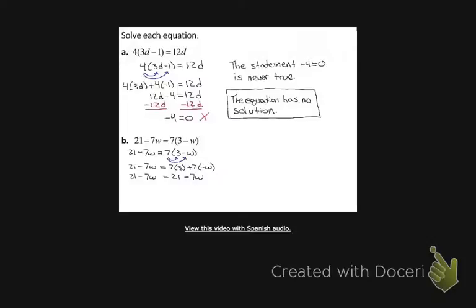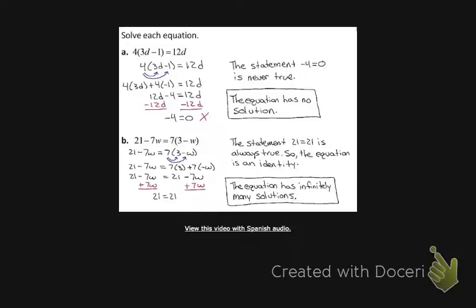minus 7w. Next add 7w to each side of the equation to isolate the variable terms on one side. Because negative 7w plus 7w equals 0, 21 equals 21. The statement 21 equals 21 is always true, so the equation is an identity. So the equation has infinitely many solutions.